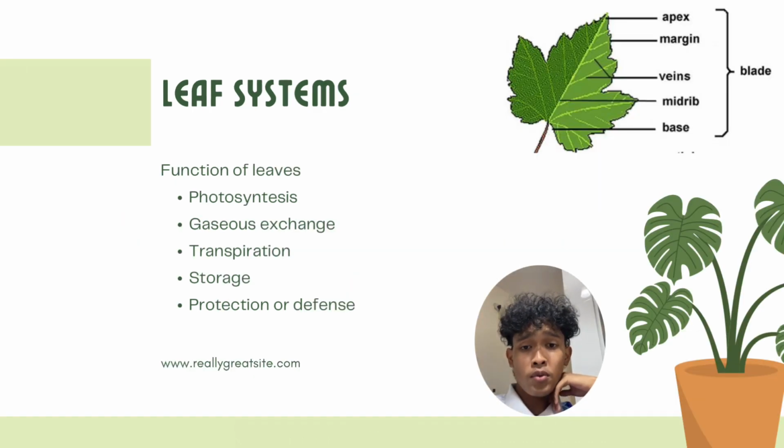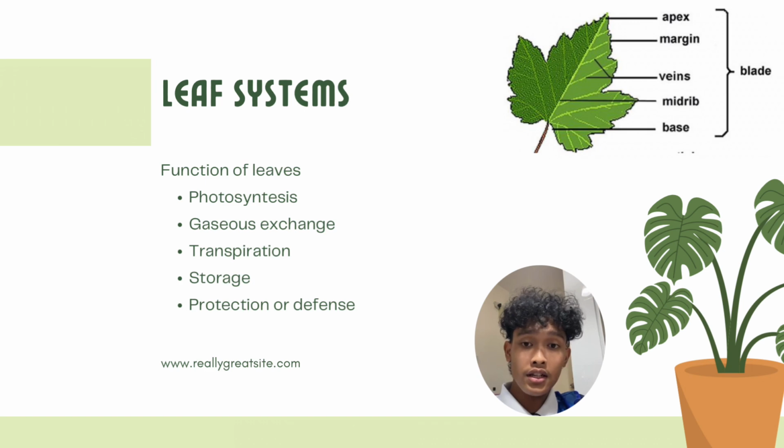So let me tell you about the function of leaves. The first one is photosynthesis. This is the main function of leaves. They use sunlight, carbon dioxide from the air, and water from the roots to make food, which is glucose, for the plant. This process takes place in the green pigment called chlorophyll.